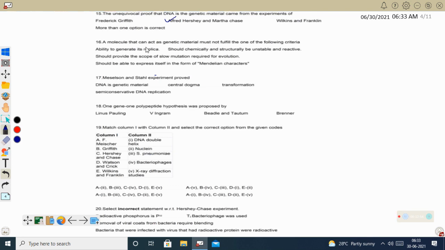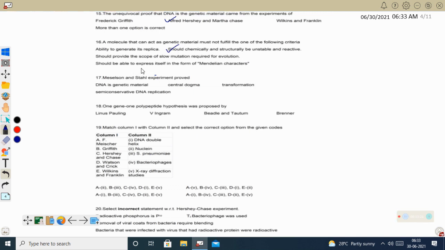Next question, a molecule that can act as genetic material must not fulfill one of the following criteria. We know that for a molecule to act as a genetic material, it has to fulfill certain criteria. We will see which is not a criterion for acting as a genetic material. Ability to generate its replica; it should chemically and structurally be unstable and reactive. They should be stable and unreactive. Okay, so this is the correct option for us.